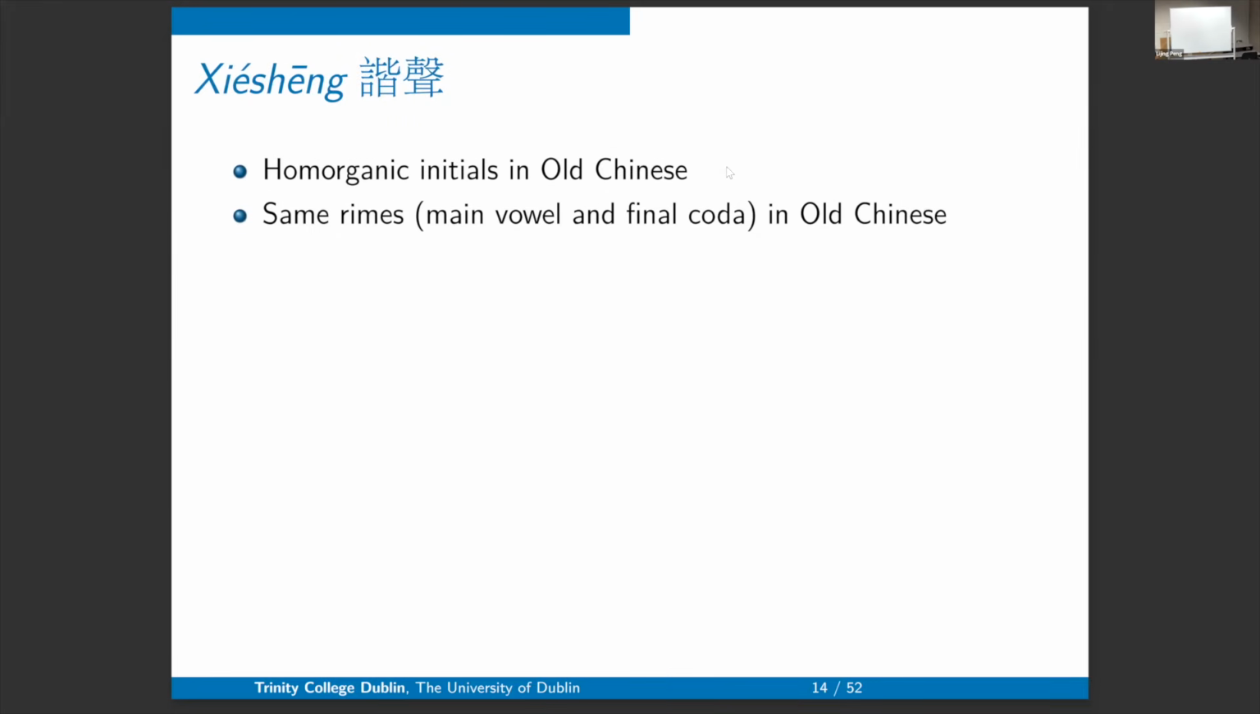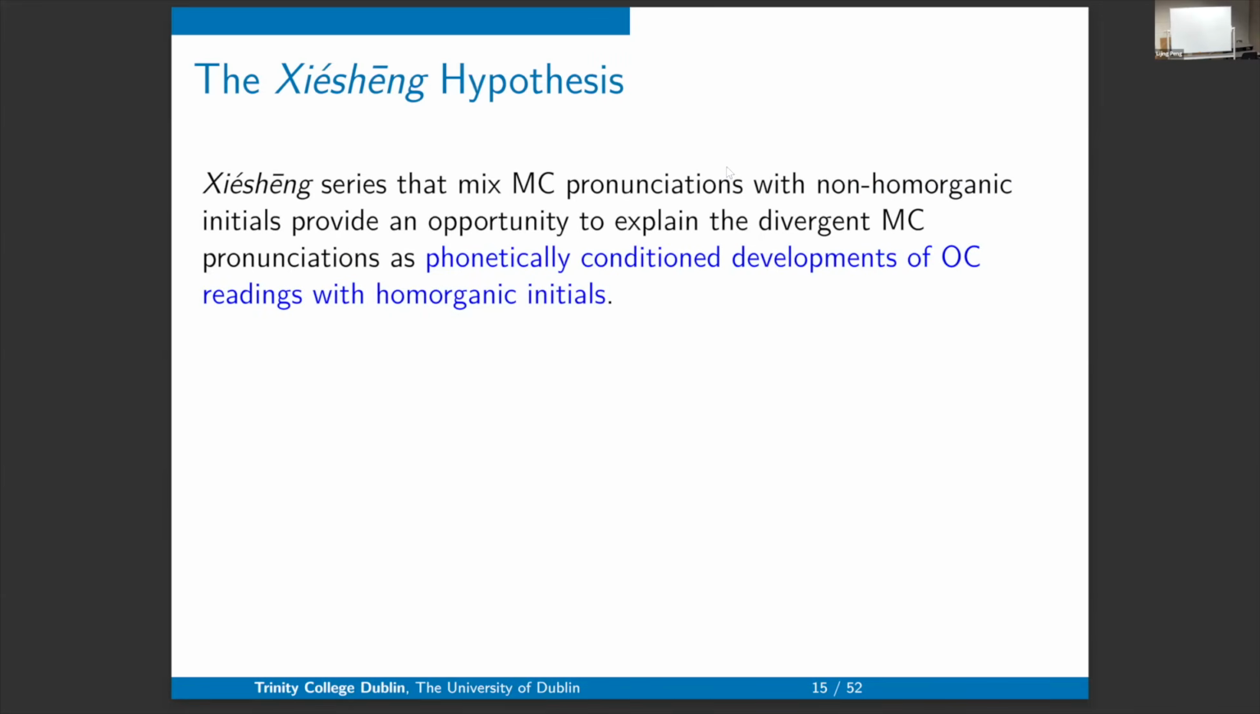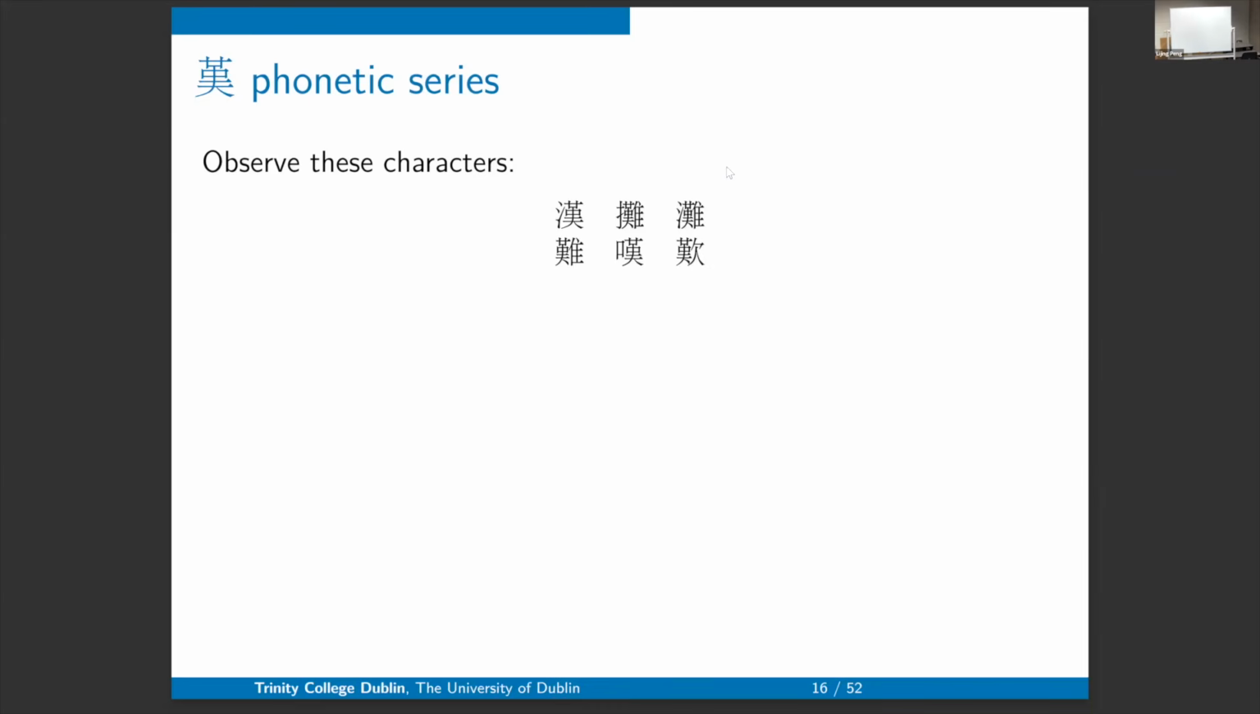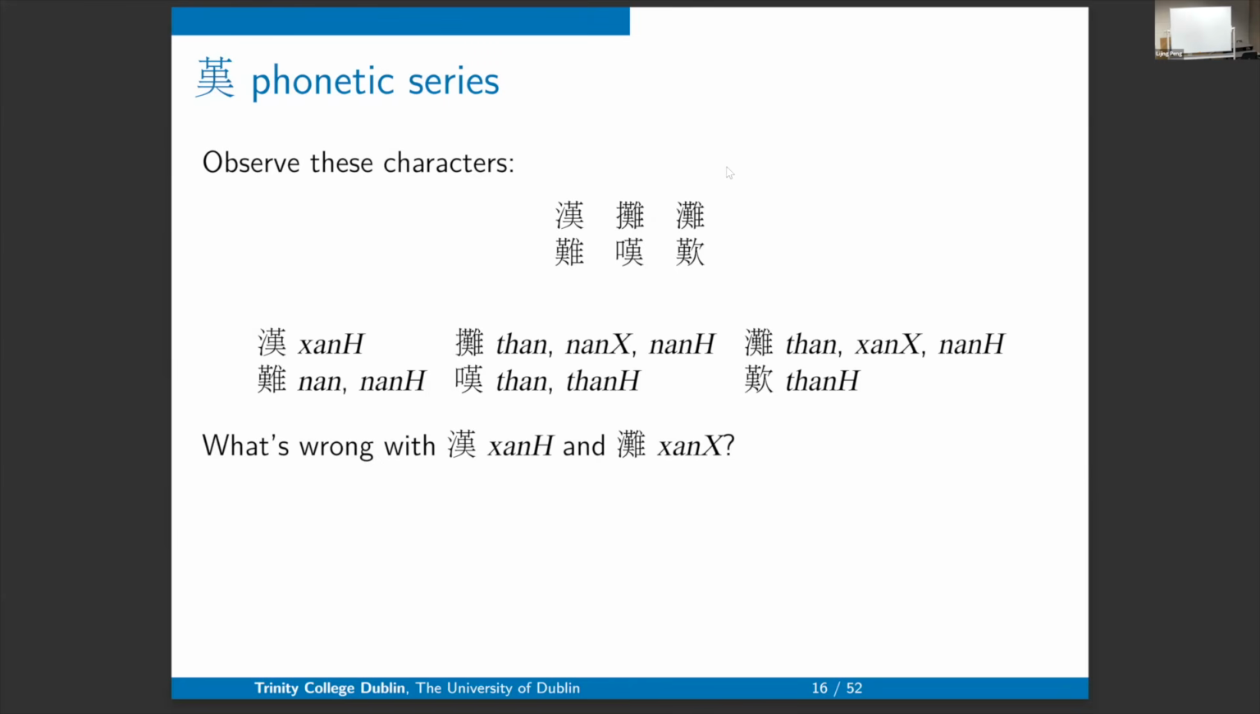Okay, so now I'm going back to the xiéshēng series, but now the context is as a source for reconstructing Old Chinese. Like I said, we have homo-organic initials, and we should have the same rhymes. So when we see a series that violates that, then we try to come up with a solution that brings it into conformity. So let's look at these characters, for instance. Those of you who know these characters can see they are what they are. Now here they are with their Middle Chinese.